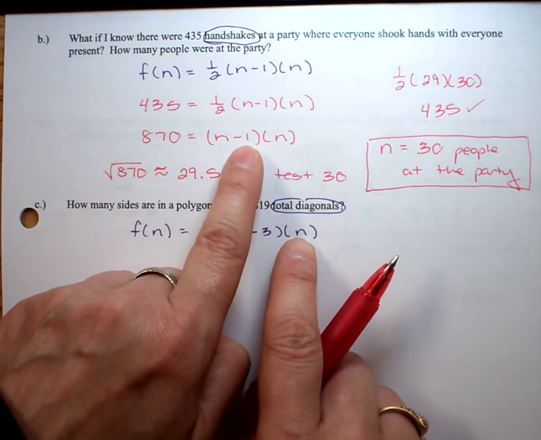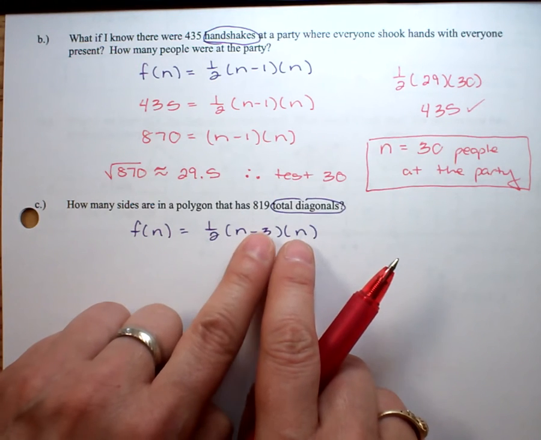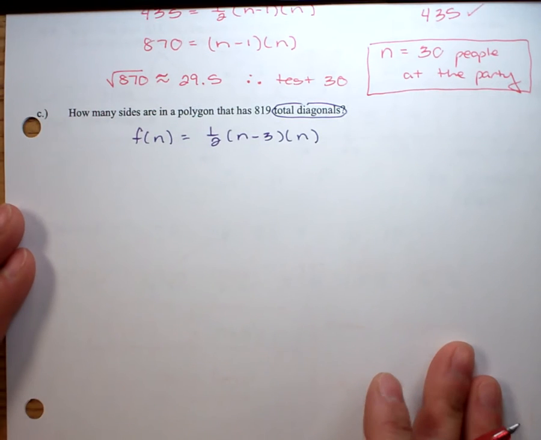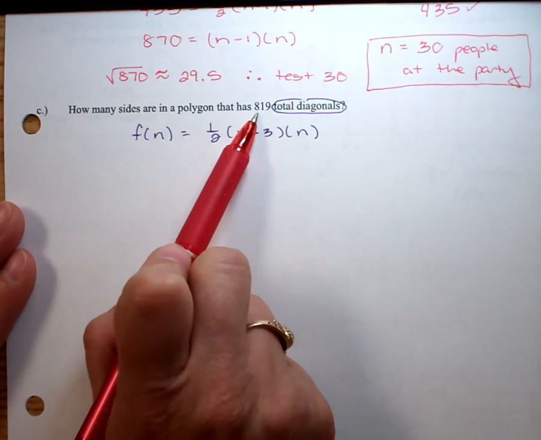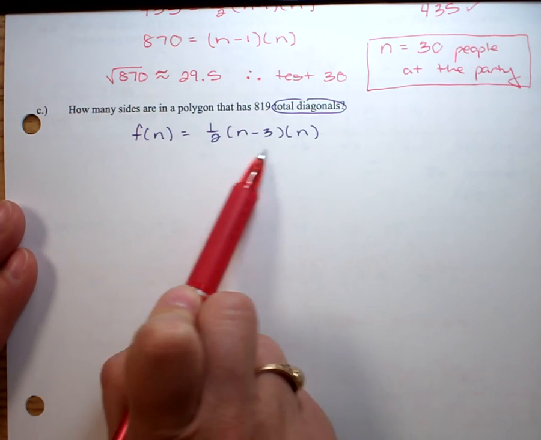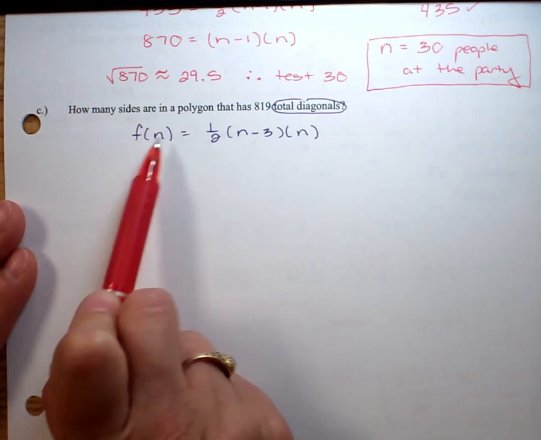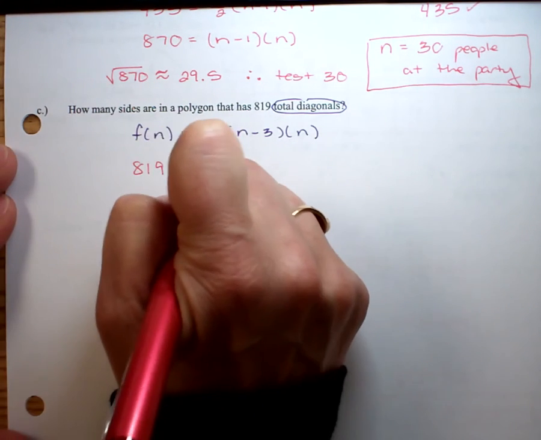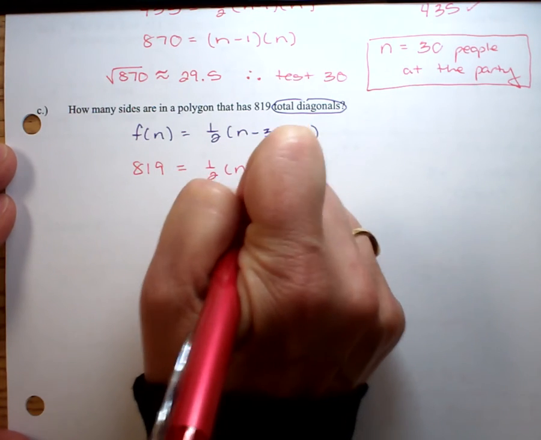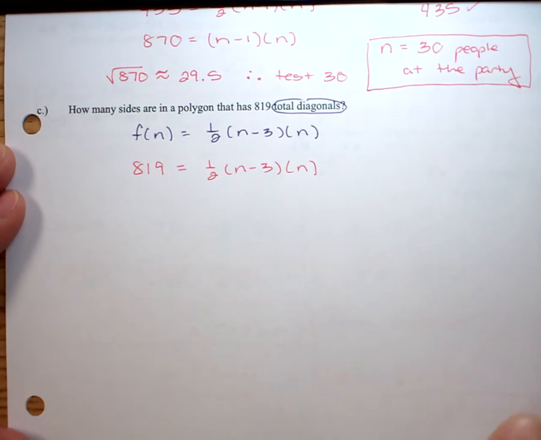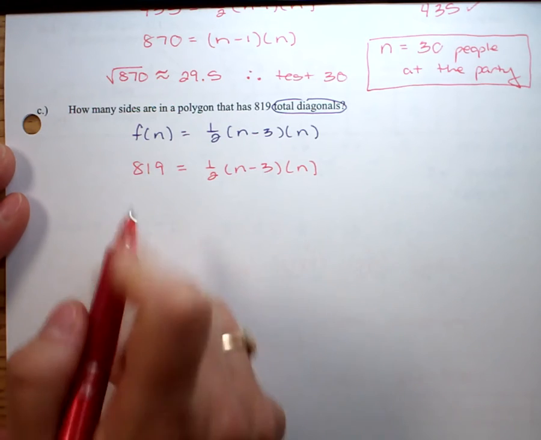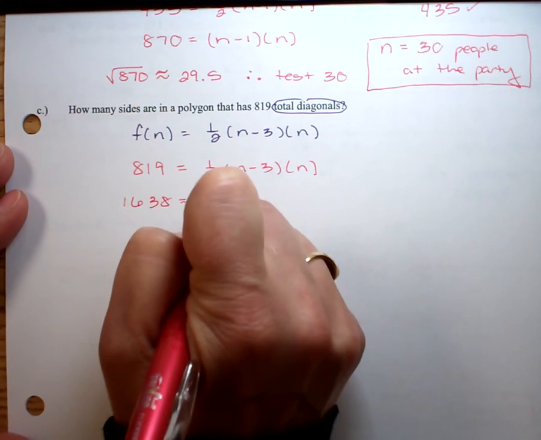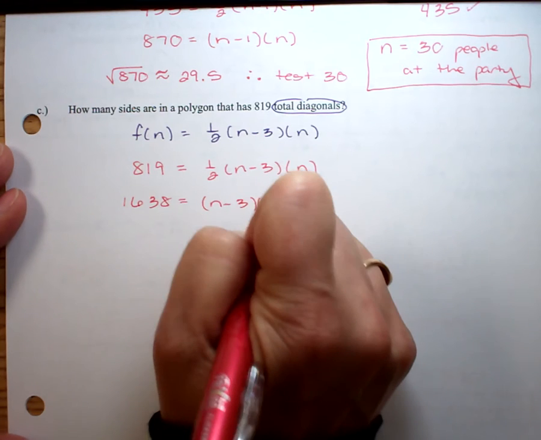So on our handshake question, they're only off by 1. This one, they're going to be close, but not as close. So similar process, okay? Start out the same. This one, I know that I've plugged in a certain number of sides, and I got that there were 819 diagonals. So I'm going to start this off the same way that I did before. I'm going to multiply both sides by 2. I get 1,638 equals n minus 3 times n.